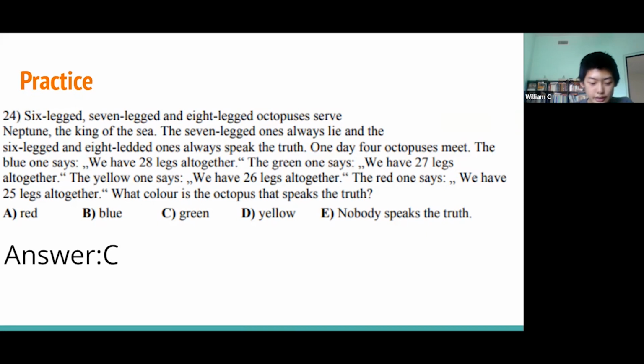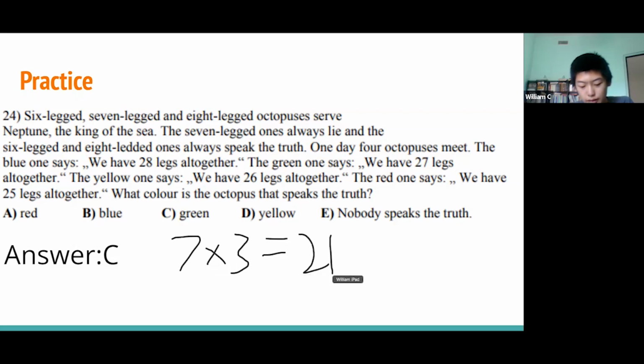I'll explain this one. So, we know that there are 4 different answers. Therefore, only one of them can be correct. So there are at least 3 liars. 7 times 3 equals 21. We know that the remaining one should be telling the truth. So he either has 6 or 8 legs.